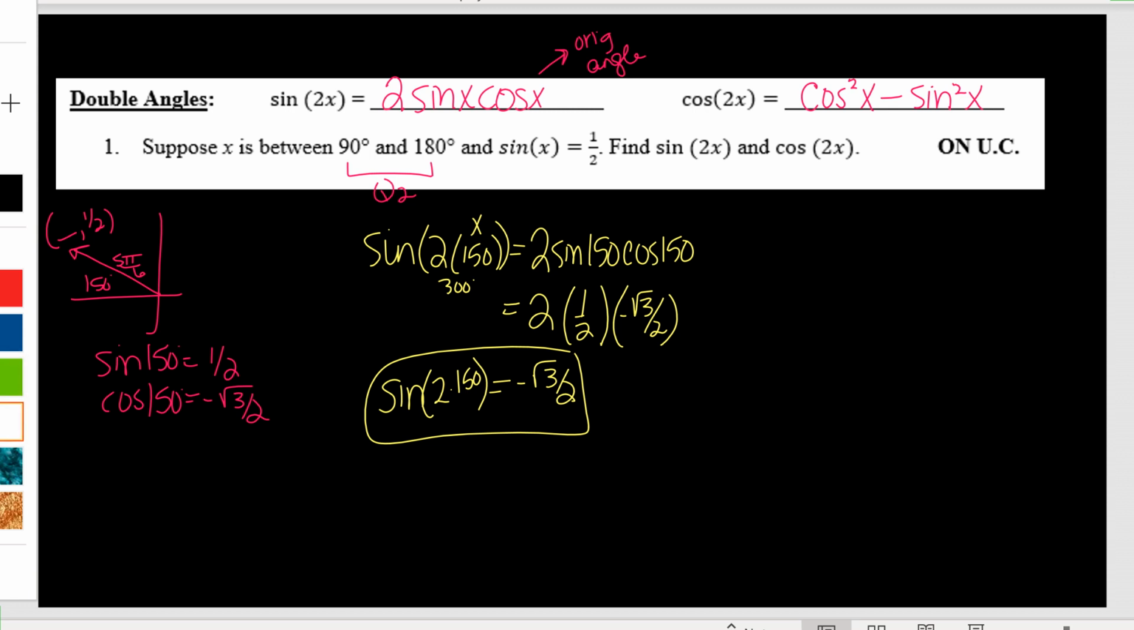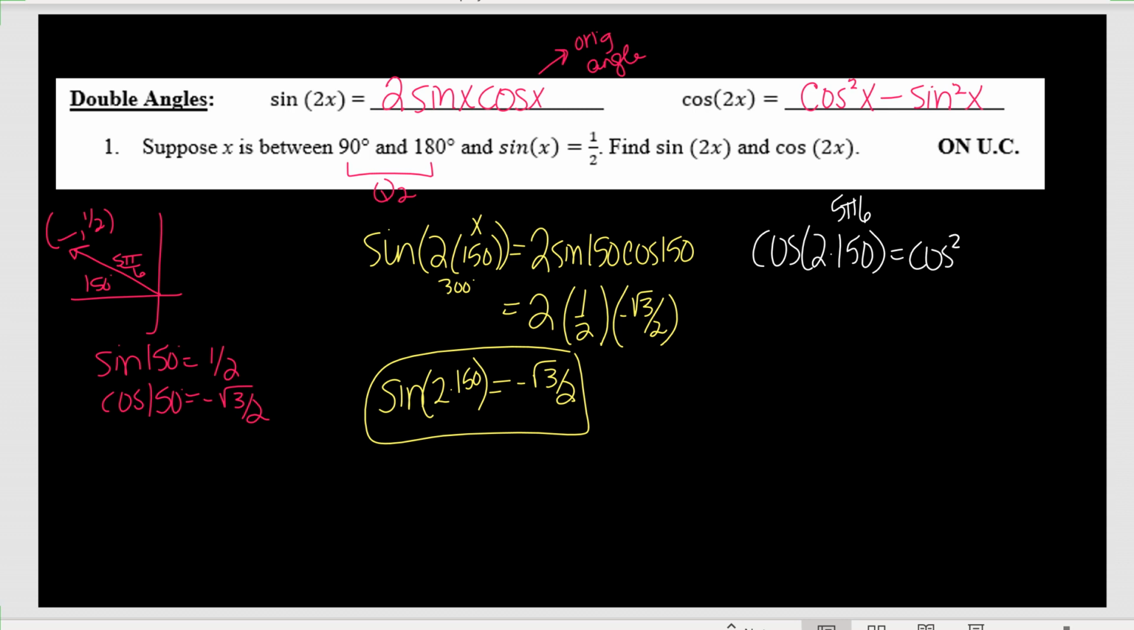Okay. All right, next one, cosine of 2x. So what is cosine at 300 degrees? Cosine of 2 multiplied by 150, or you can write 5 pi over 6, that's fine. That's going to be cosine squared of 150 degrees minus sine squared of 150 degrees. We know cosine is negative square root 3 over 2, so cosine squared is that squared, and sine is 1/2, so sine squared is 1/2 squared.